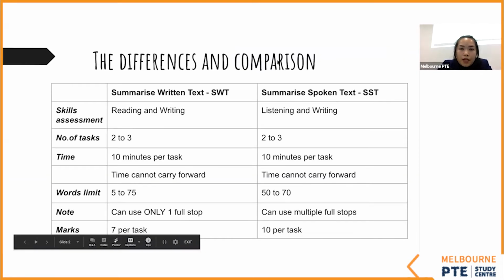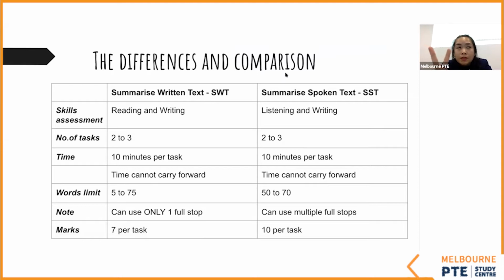Now in your PTE exam, you have two summary tasks. One is called summarize written text, which is the topic today. And the other one is summarize spoken text. Summarize spoken text gives you marks for listening and writing, and summarize written text is reading and writing. So basically they're similar. This one, you read the paragraph and you write a summary. This one, you listen to the audio and you write a summary. That's right. So I want you to know the differences between these two.